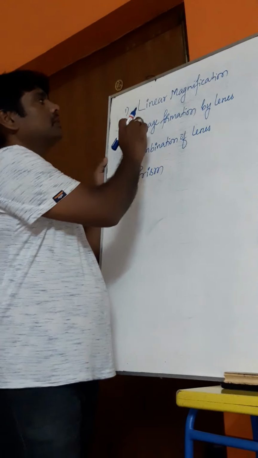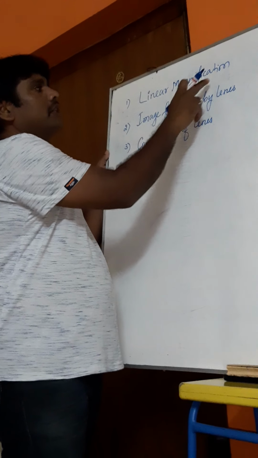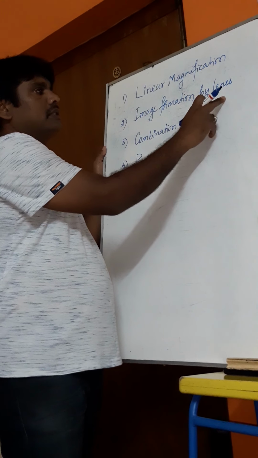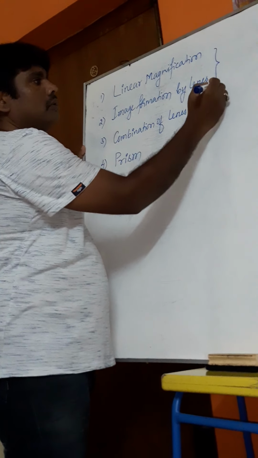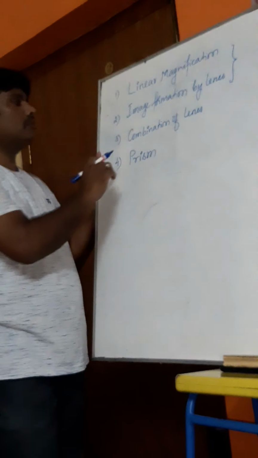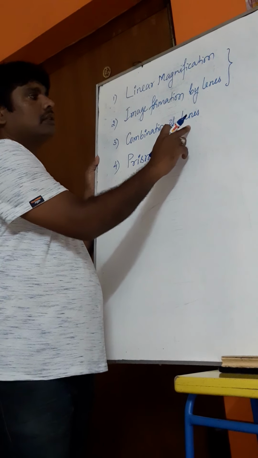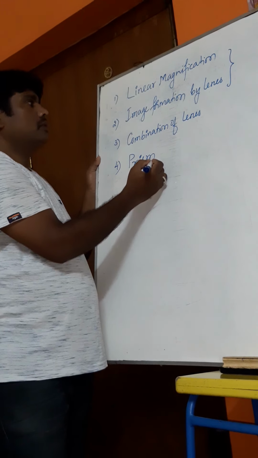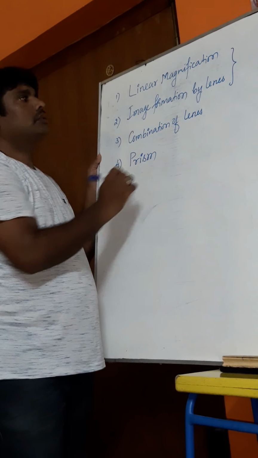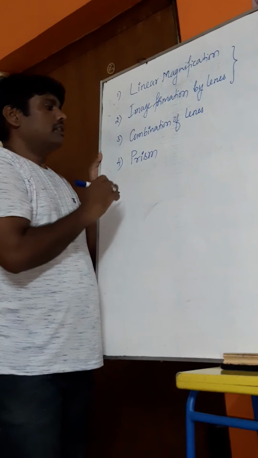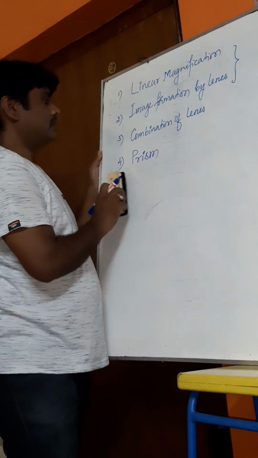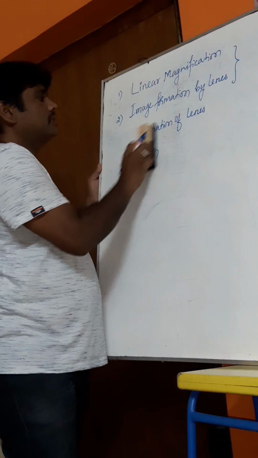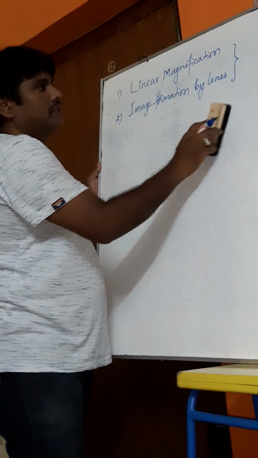The first concept we are going to discuss is linear magnification of lenses. Second concept, image formation by lenses. These two concepts I want to explain in a single video. And the next one, combination of lenses and prism. This one is a separate video and this one is a separate video. So today in this session we are going to explain all these four concepts, right? So let us discuss one by one. The first one is linear magnification and the second one is image formation by lenses.